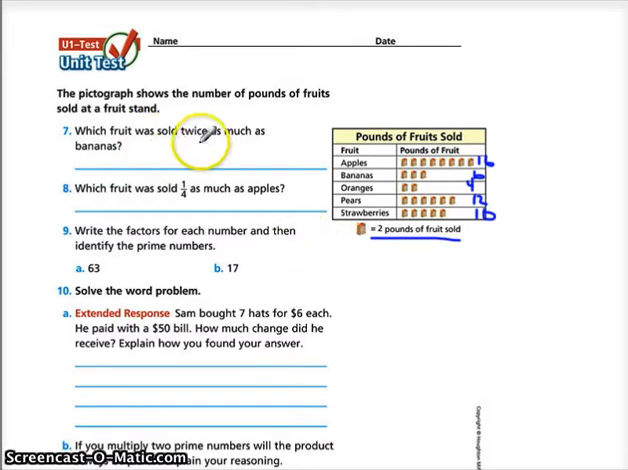Which fruit sold twice as much as bananas? So you have to find bananas. Do 2 times that to find out what your answer is. 8. Which fruit was sold 1/4? Remember, we think of this as divided by 4, as apples. So apples has 16, so I need to do 16 divided by 4.